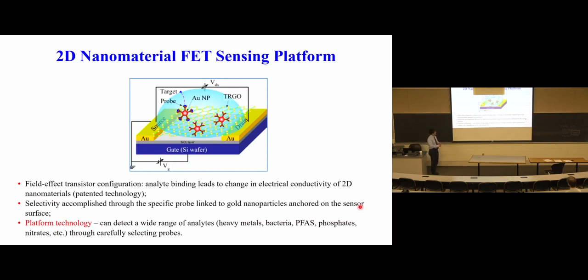So the idea is we have 2D nanomaterials bridging the source and drain electrodes. Because of the electronic sensitivity of these 2D nanomaterials, we can potentially detect a very low concentration of analyte. And to induce selectivity, we put gold nanoparticles on the surface of the 2D nanomaterials. You can conjugate different functional groups or probes on the surface of the gold nanoparticles to achieve selectivity. The selective binding between the analyte and the probe can lead to a change in the electrical characteristics of the device, thereby detecting different analytes both sensitively and selectively. So this is a platform technology.